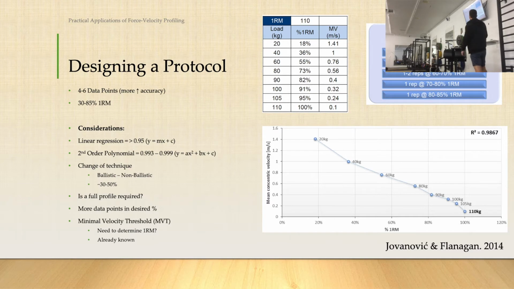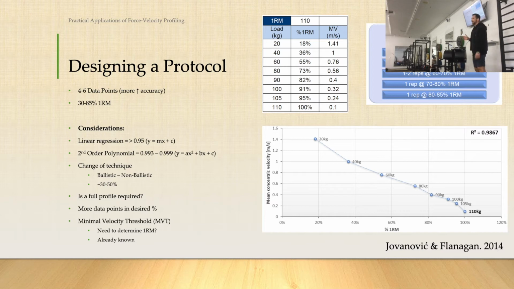But some of the considerations is, are you going to choose a linear regression? So if we're using a y equals mx plus c, then you're going to yield about a 0.95 R-squared correlation compared to a second order polynomial. Bit of a pain when it comes to the programming side of things, but if you're willing to take the time, it'll get you a stronger relationship of 0.99.